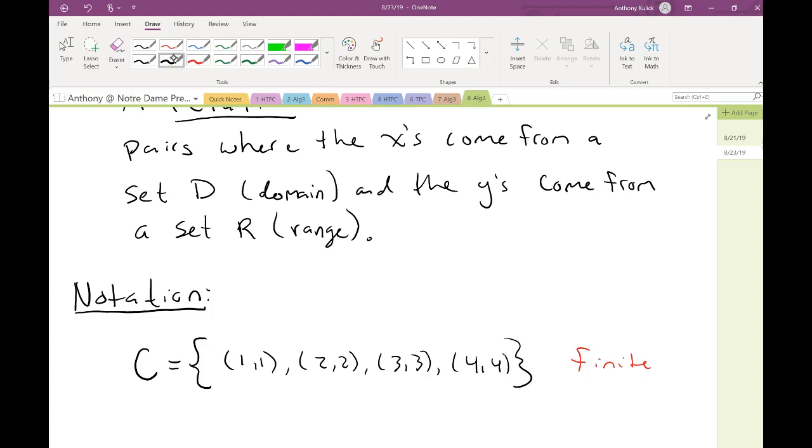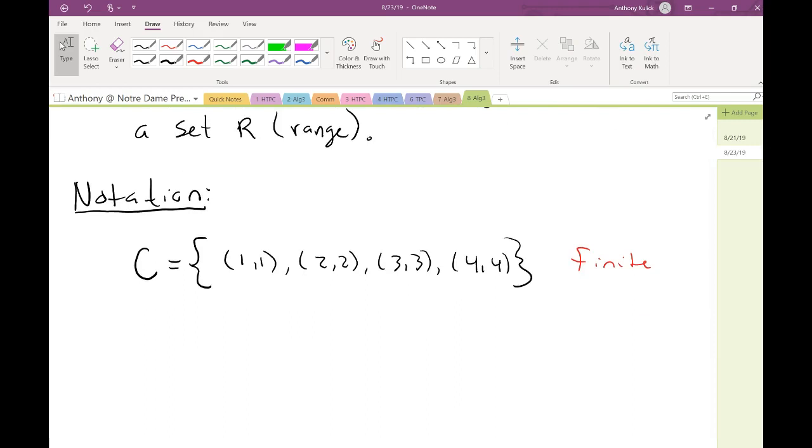So again, if the relation is just a finite set, I'll just have a list of some number of ordered pairs. In this case, there were 4 ordered pairs in my relation. Everybody okay with that idea? And again, my expectation would be that you could write finite sets where you're just listing the members. Okay with that idea?